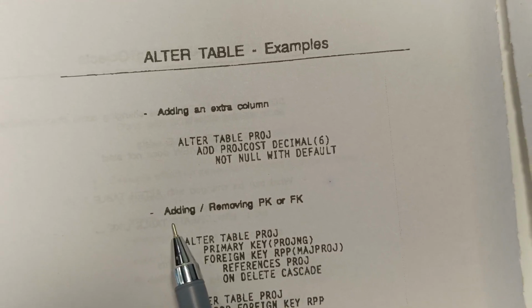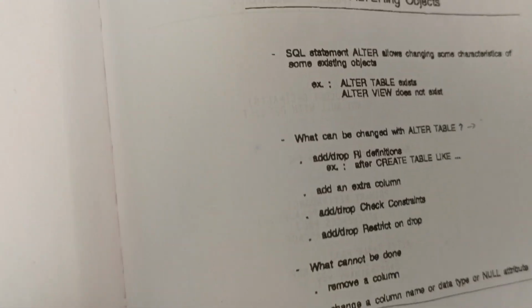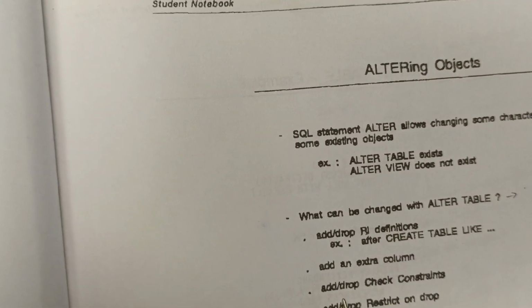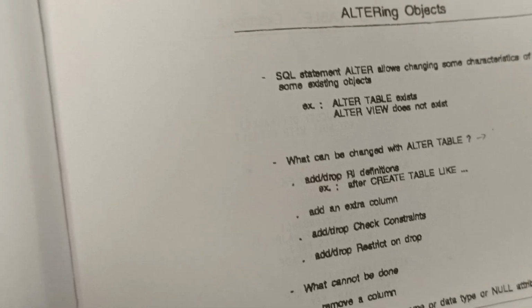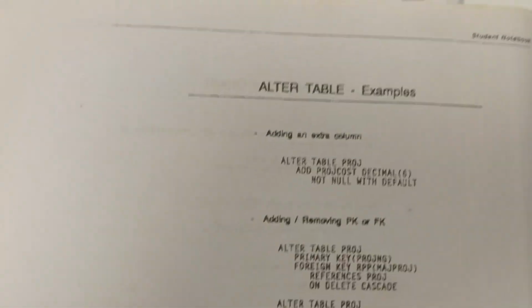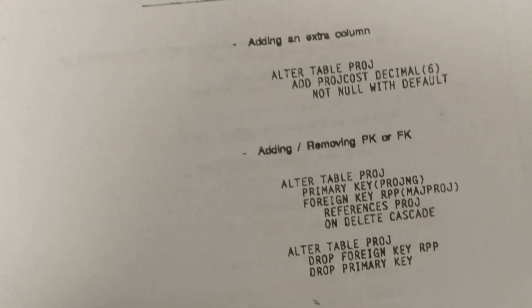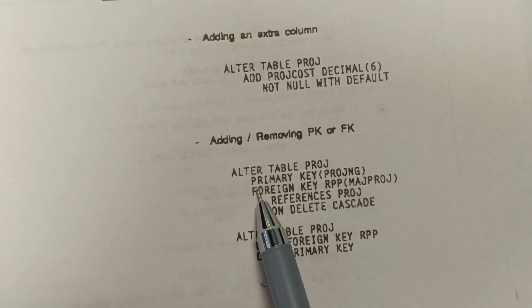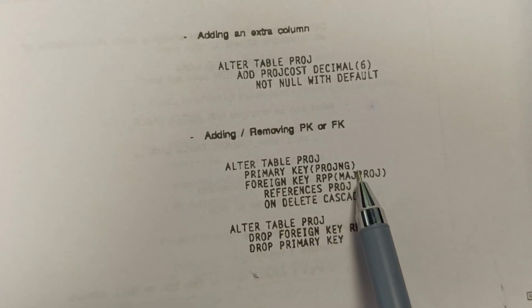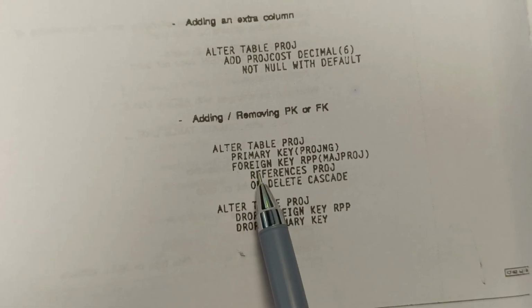Similarly, I can add and remove a foreign key and primary key. If you go to a previous point, I told you we can add or drop a check constraint. A check constraint is nothing but the primary key or foreign key value here. Adding or removing a primary key or foreign key value. What is the syntax for adding? ALTER TABLE name, this is a primary key, I'm going to add here. If you have not mentioned anything, it is an add.